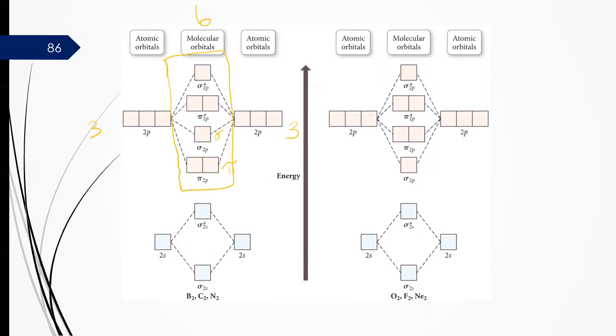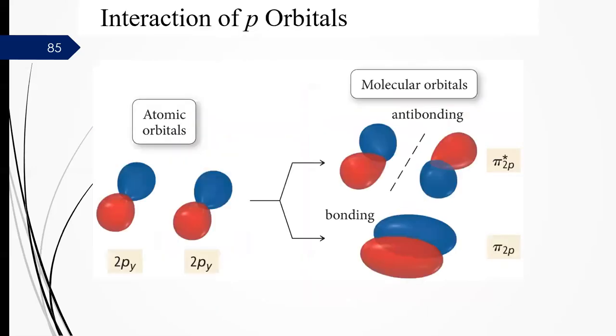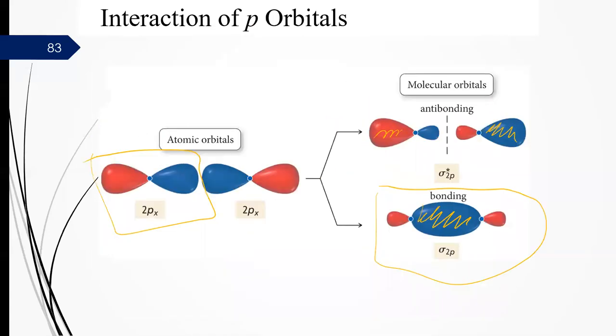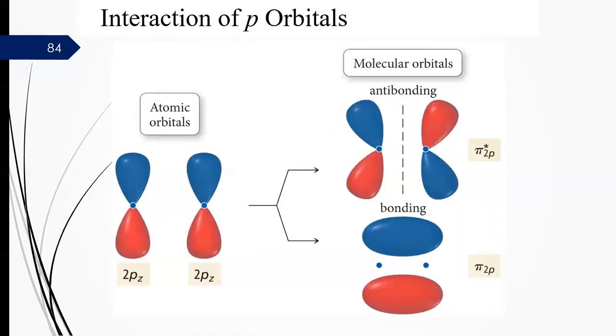So if you needed to label them, what you're looking for is the one that's by itself is going to be our sigma, the ones that are going to be 2 options, that's going to be our pi. And that's because we have 2 orientations for the pi, as you can see here, and we only have 1 orientation for the sigma.